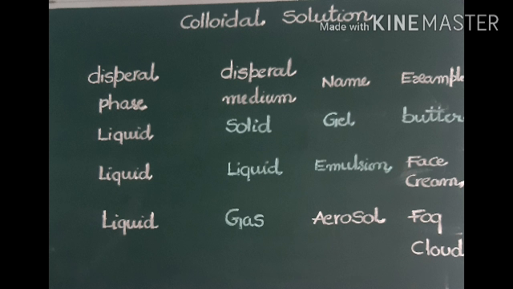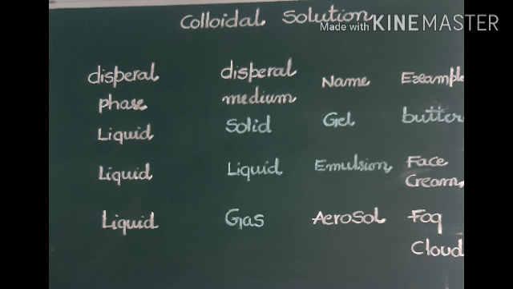Next, dispersal phase liquid, and first one dispersal medium is solid, and type of the colloidal solution, or name of the colloidal solution, gel, best example butter. Second one is dispersal phase liquid, dispersal medium liquid, and name of the colloidal substance or type of colloidal substance emulsion, best example face cream.